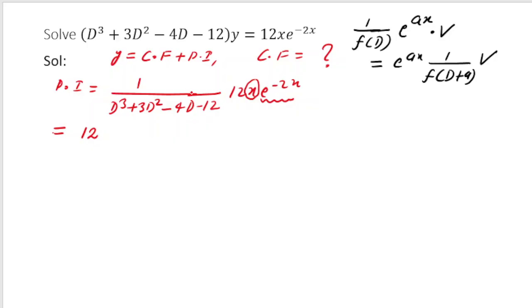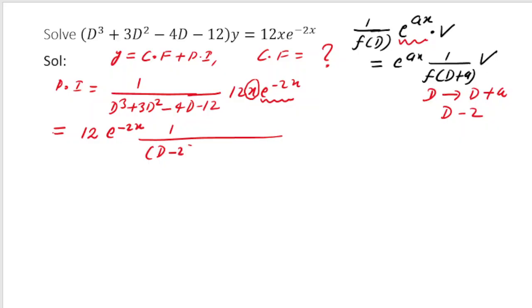The process is that e to the power minus 2x will come out of the operator, means this e to the power ax term comes out. So the e to the power minus 2x term comes out, and then D is changed to D plus a. So in place of D I have to write D minus 2. So what will this expression become? This will become a long expression. I will write (D minus 2) cube plus 3 into (D minus 2) whole square, right, minus 4 into (D minus 2) minus 12, and that we need to operate on x.